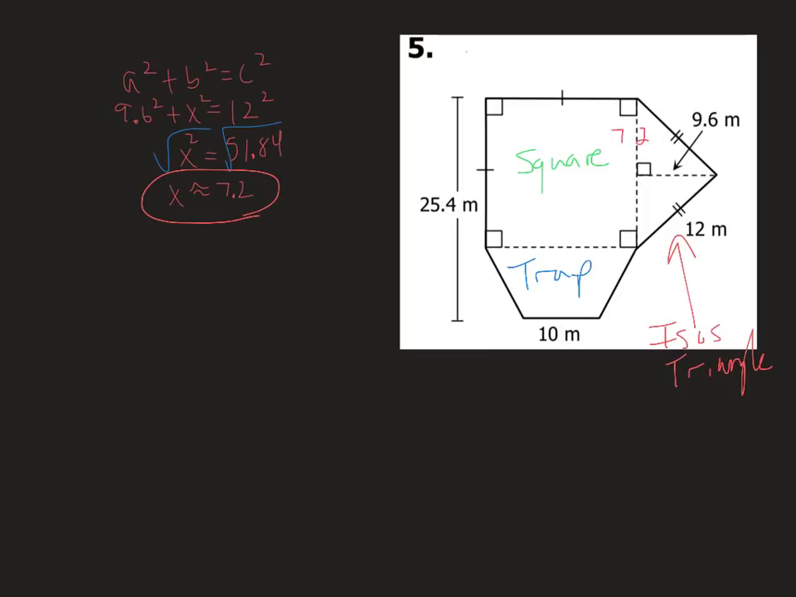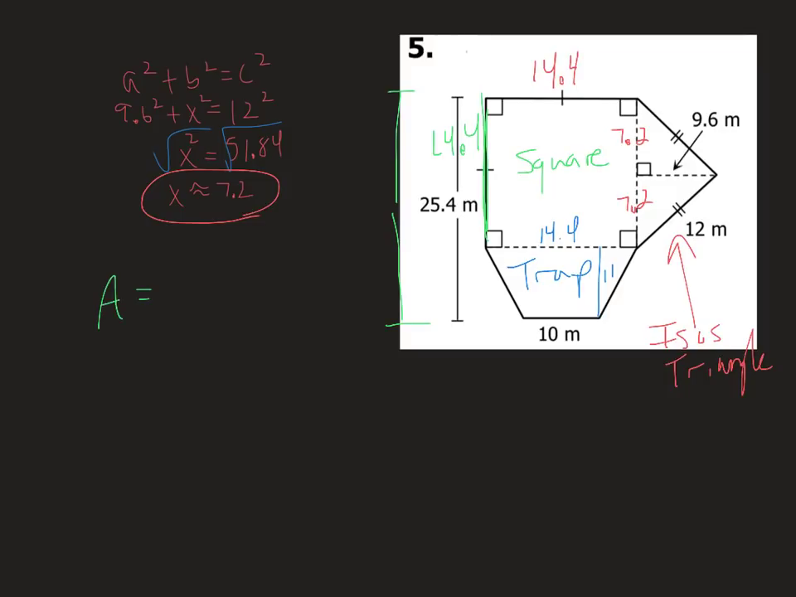So that's right here, and that's also right there, which makes that whole length 14.4, which also makes this length 14.4. Now, if this whole show is 25.4, then 25.4 minus 14.4 is going to give us the height of our trapezoid, which is 11. And also, my other base is 14.4. So let's take it by color.